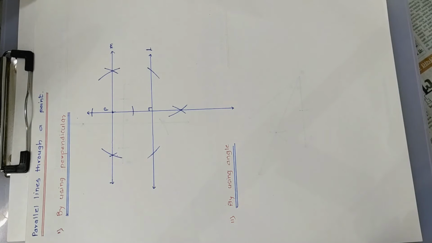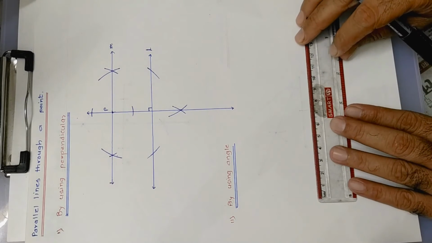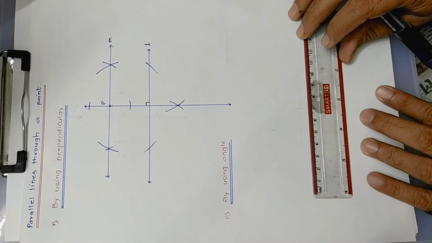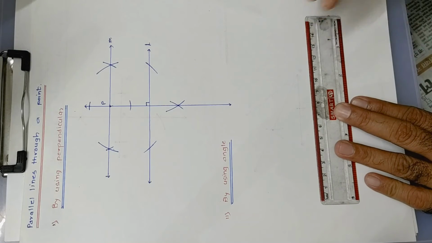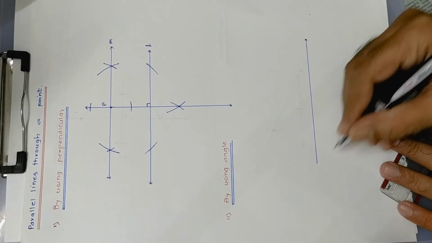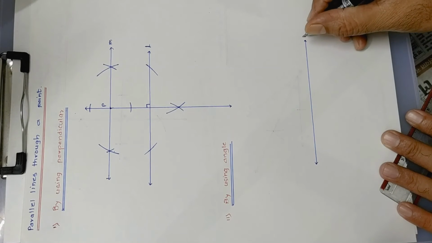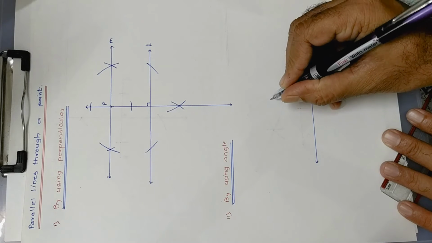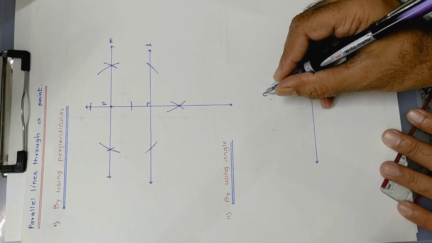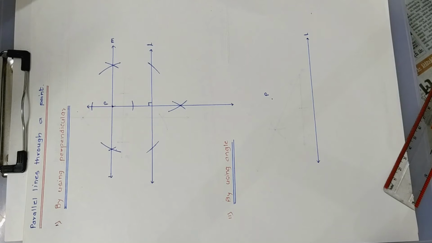So this is the first method, how to draw a perpendicular and how to draw a parallel line to a given line through a given point. Now the second method. Again take one more line. This is the simple method. Draw any line, say suppose line L. Now take any point, say suppose P here. Now through this P again we are going to draw a parallel line.